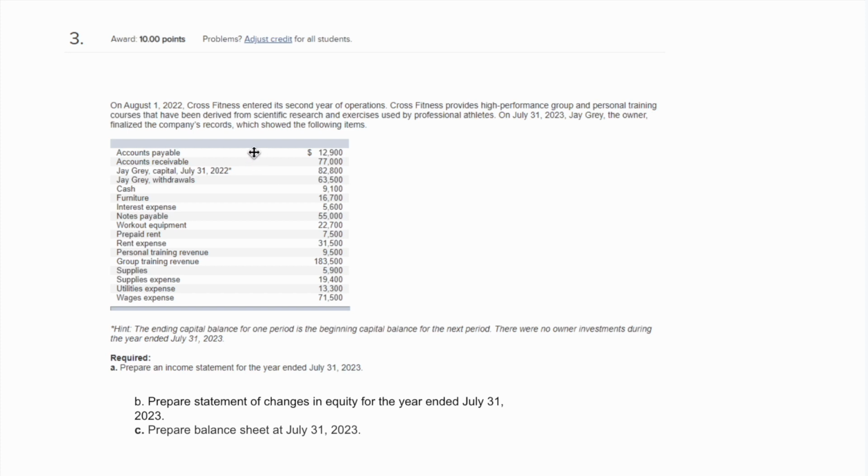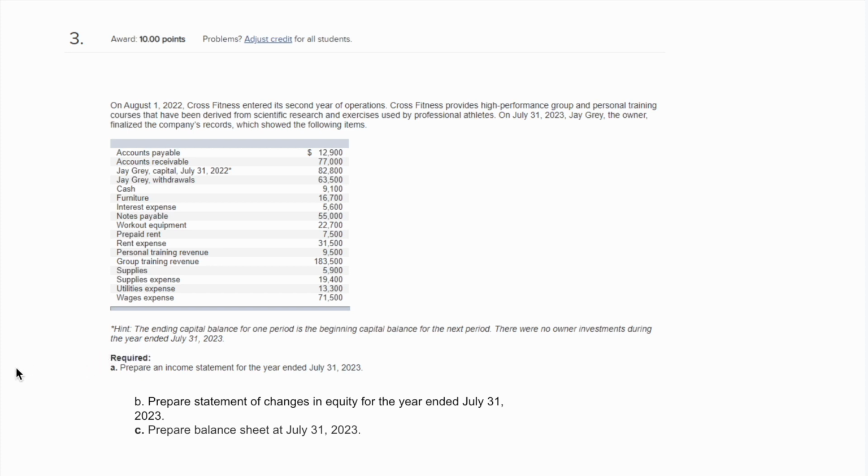So we have accounts payable, accounts receivable, J. Gray capital, J. Gray withdrawals, cash, furniture, interest expense, notes payable, workout equipment, prepaid rent, rent expense, personal training revenue, group training revenue, supplies expense, utilities expense, and wages expense. So now all of these are at the end of July. And it says, hint, the ending capital balance for one period is the beginning capital balance for the next period. There are no owner's investments during the year.